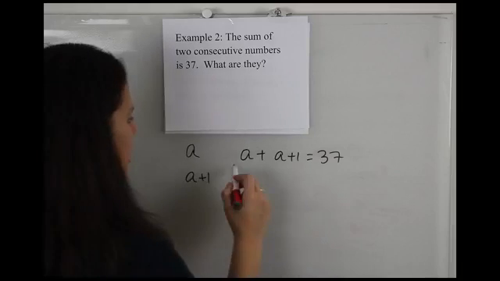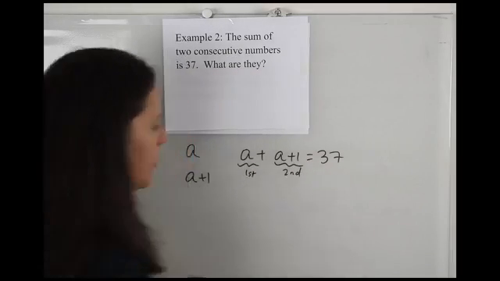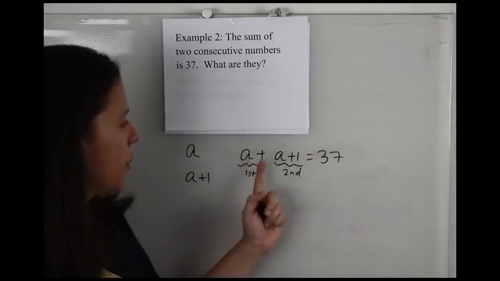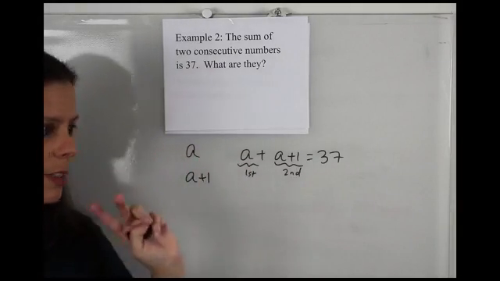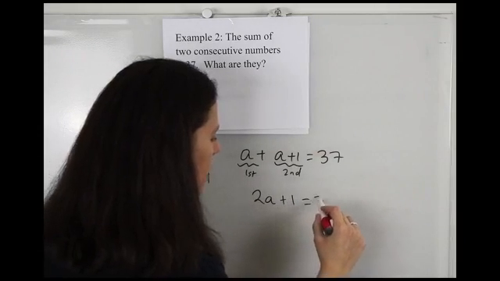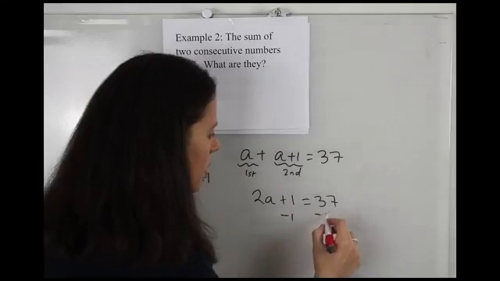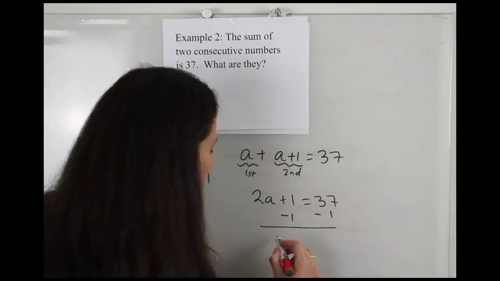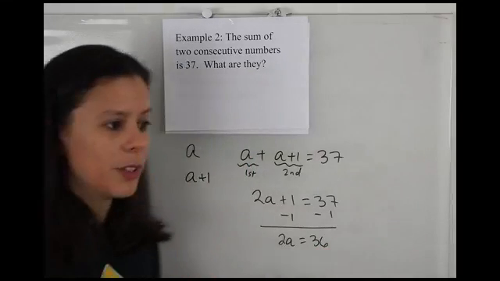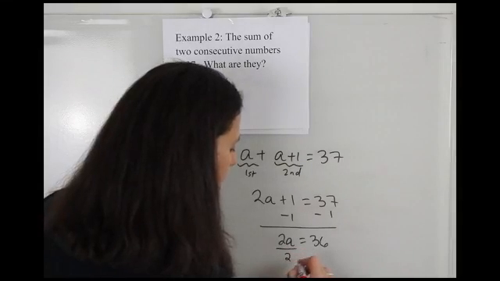This is the first number. This is the second number. So, A plus A, 2A. So 2A plus 1 is going to be equal to 37. I subtract 1 on both sides, which is going to be 2A is equal to 36. I guess 36 is the number of the day. And then we're going to divide by 2 on both sides.